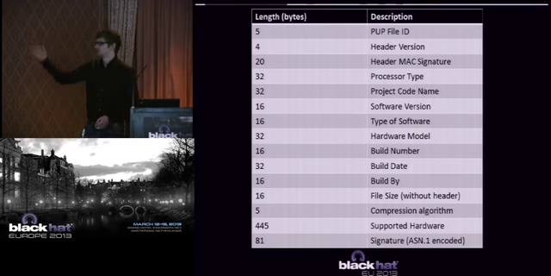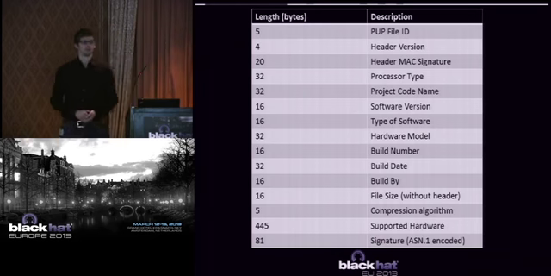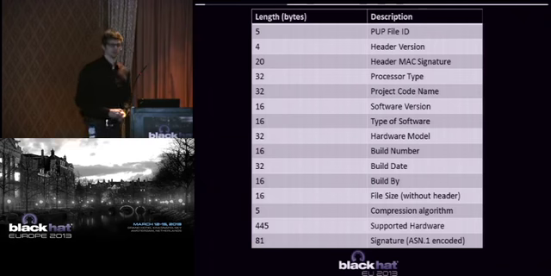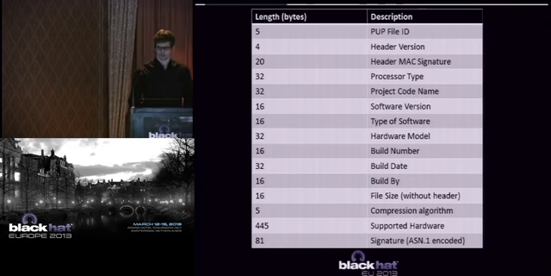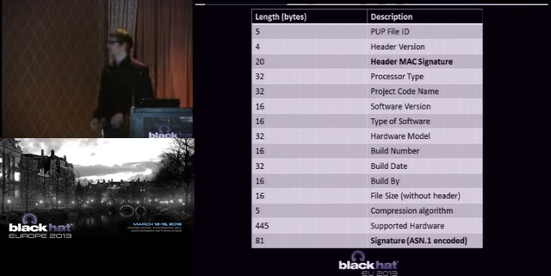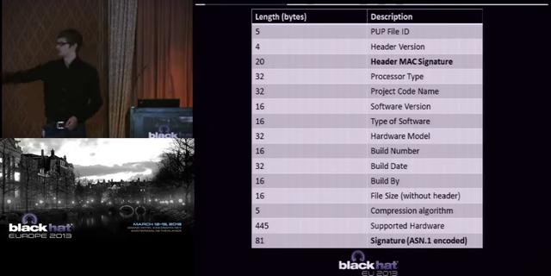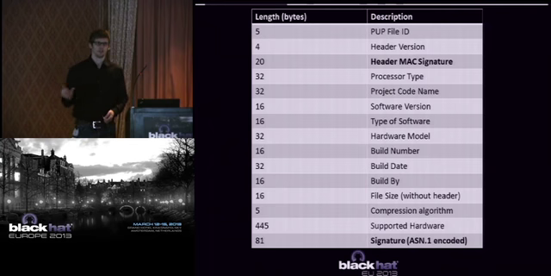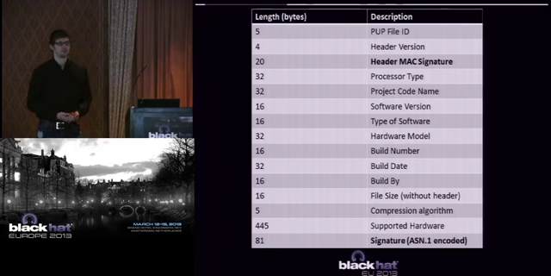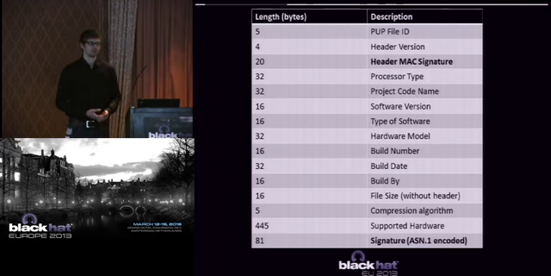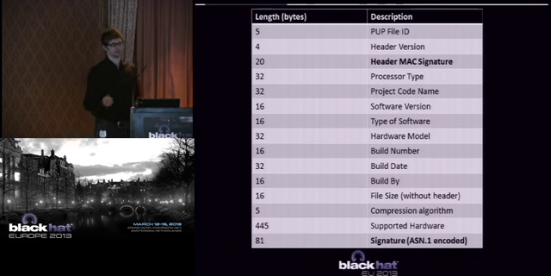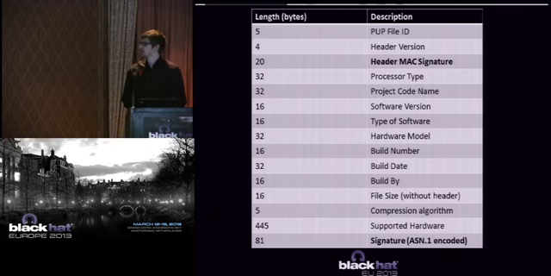And there is some other interesting information. However, there are two fields which are specifically interesting, which are the header MAC signature and the signature at the end. It turns out those two fields represent the two protection mechanisms which are in place to prevent file tampering. These two mechanisms guarantee that the integrity of the file is valid.